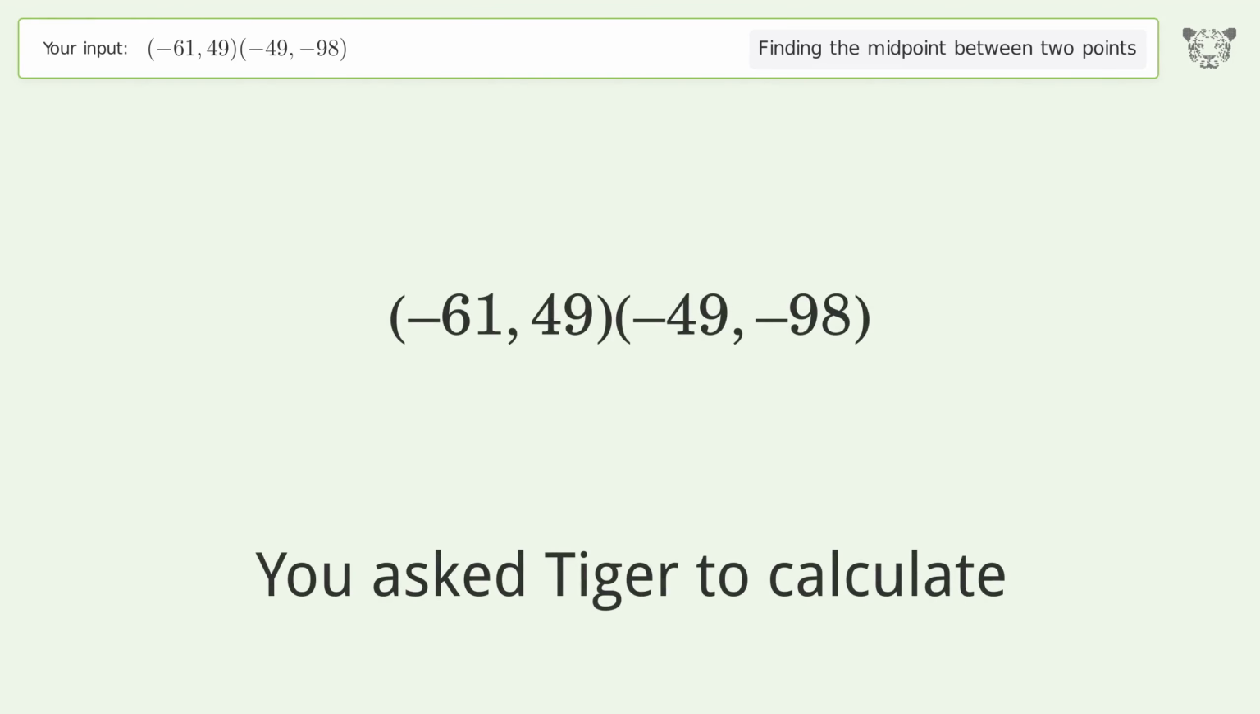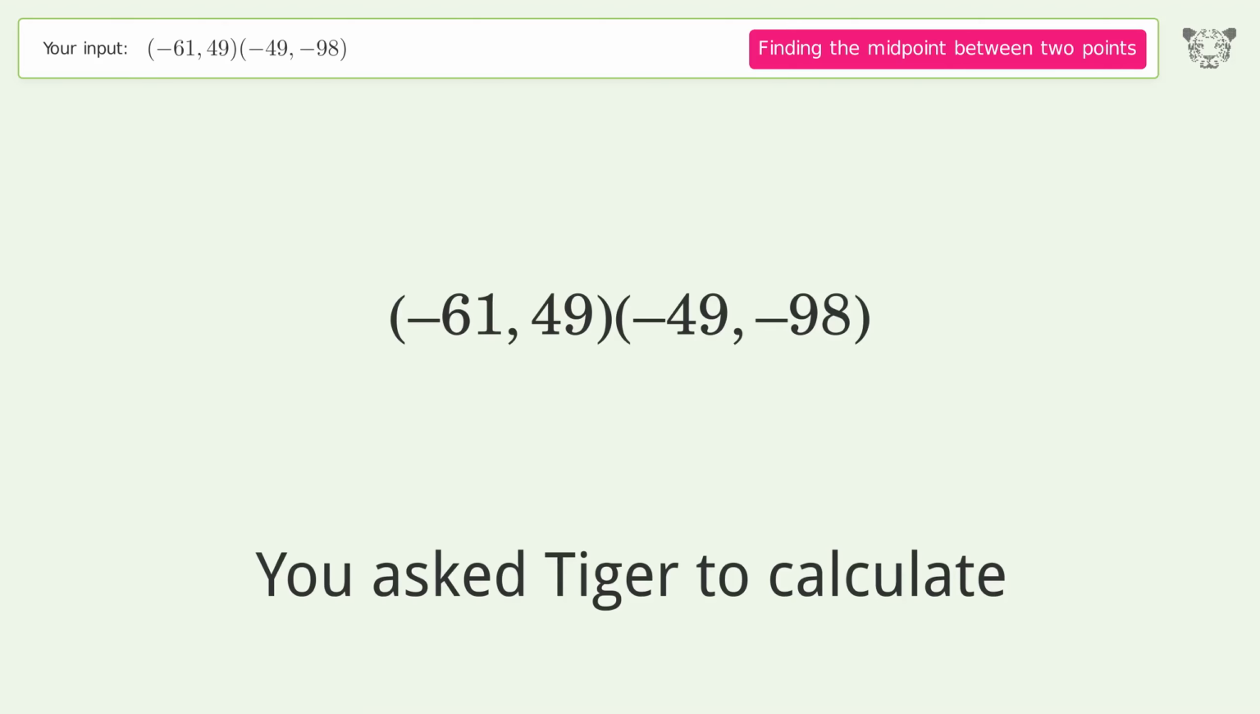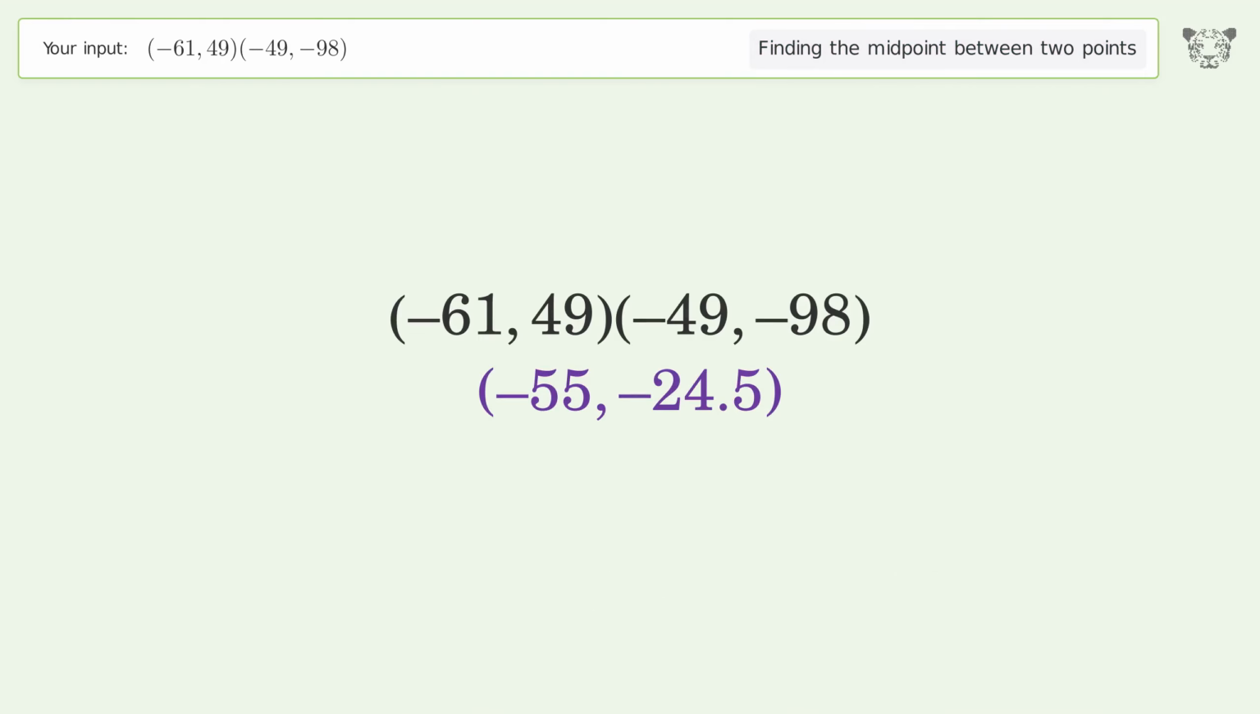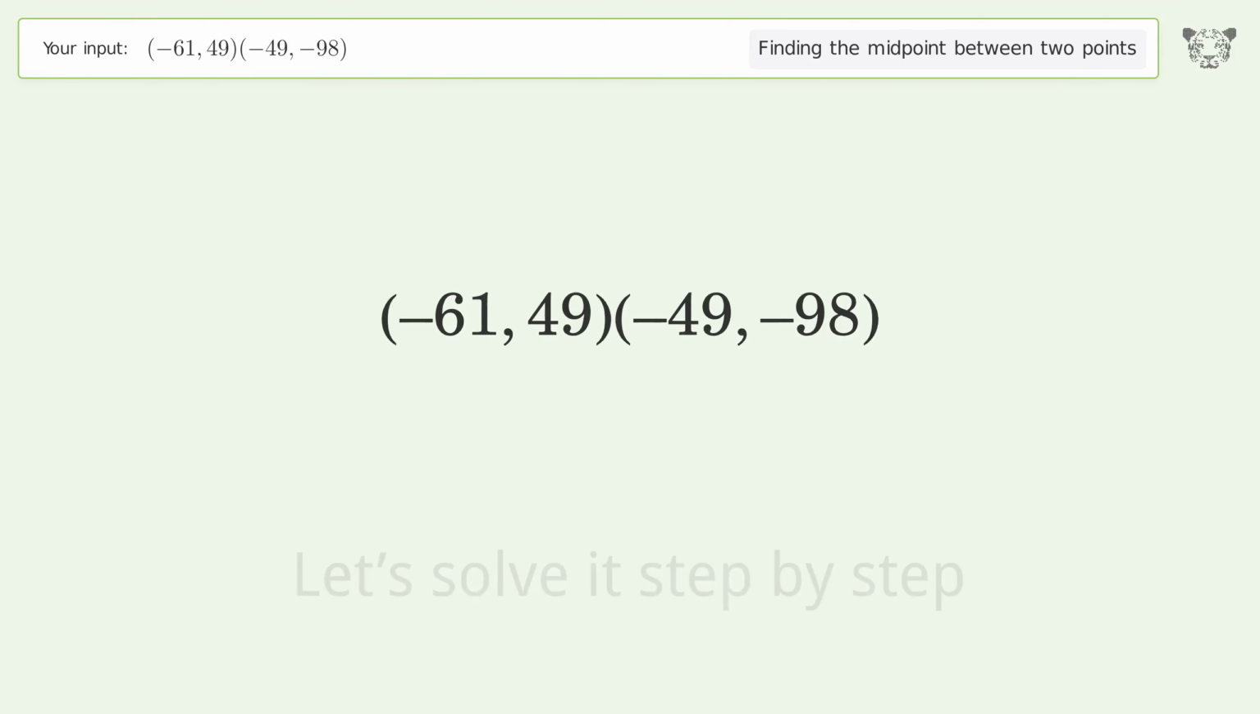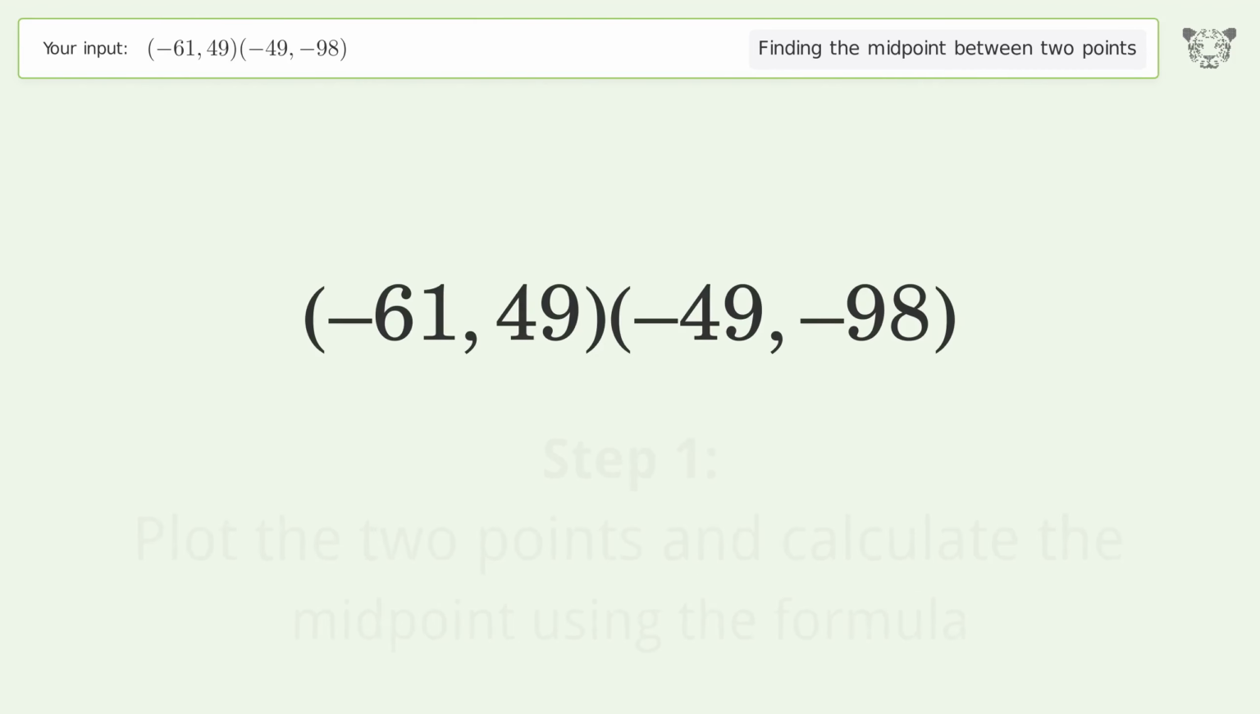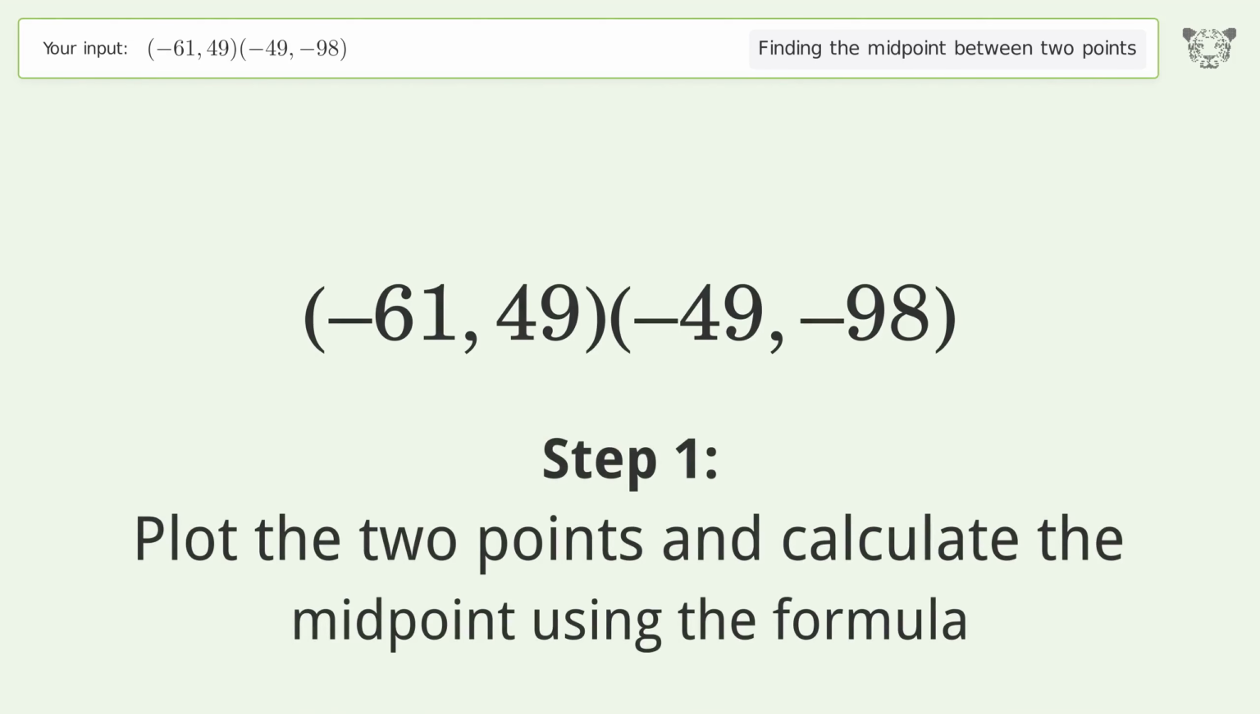You ask Tiger to calculate. This deals with finding the midpoint between 2 points. The midpoint between the 2 points is -55, -24.5. Let's solve it step by step. Plot the 2 points and calculate the midpoint using the formula.